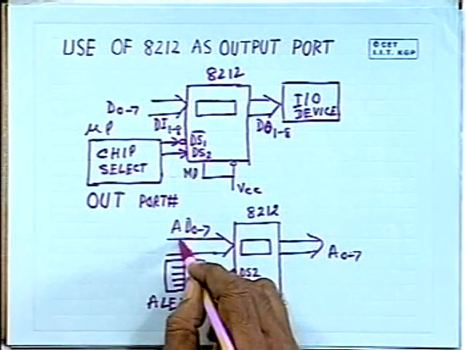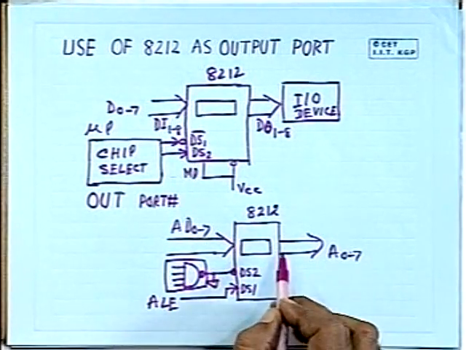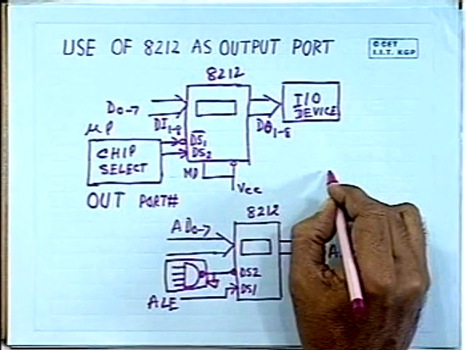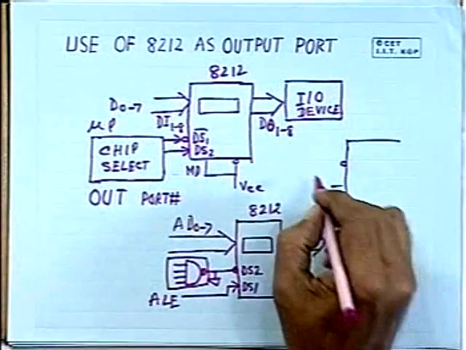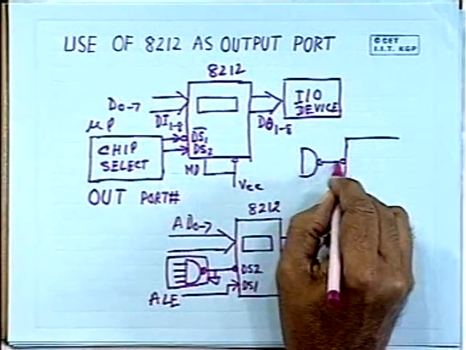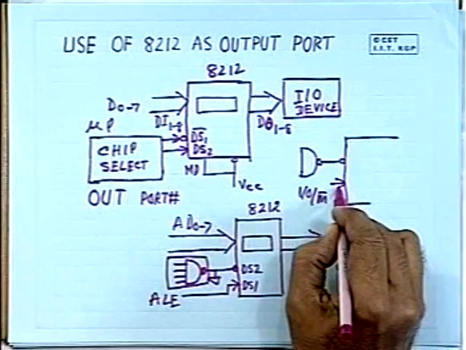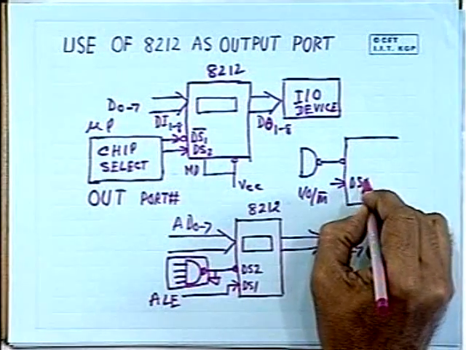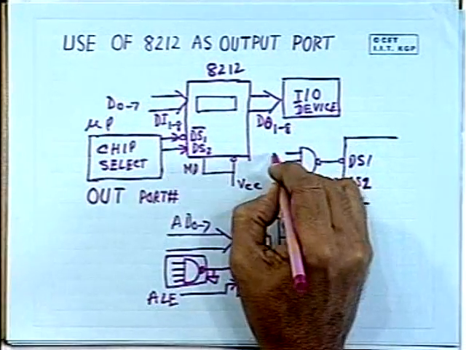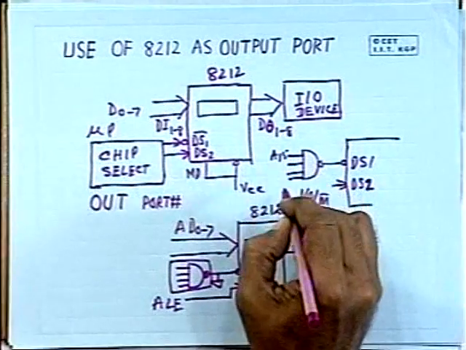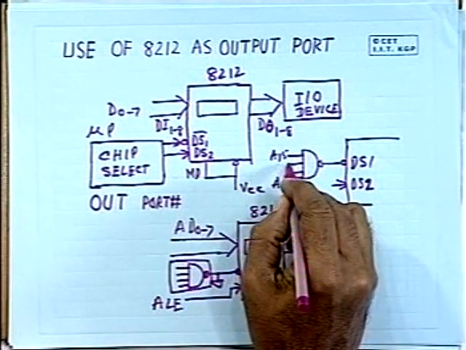So this is coming from 8085, AD0 to 7 and ALE, which will demultiplex it. On the other hand, if you want to use it as an output port, then the DS2 line and the DS1 line, I am drawing separately here. We can use a simple gate, say IOM is connected to DS2, and the DS1 line is connected to some address lines, say A15, A14, A13, and A12. So A12, 13, 14, 15 are connected to this.